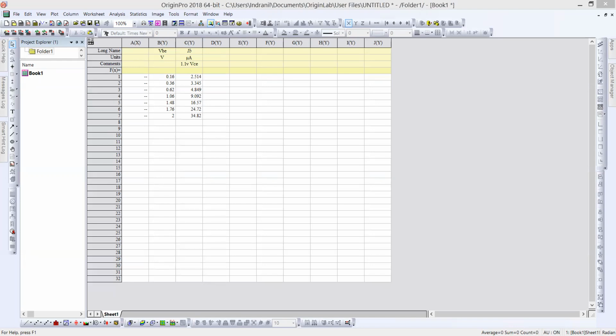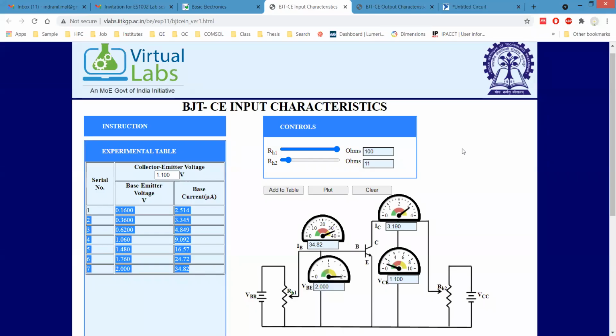Now the VLAB screen is visible. No, I think... No, sir. Yeah, now it is visible. Okay, okay. Yes, sir. Yes, yeah.